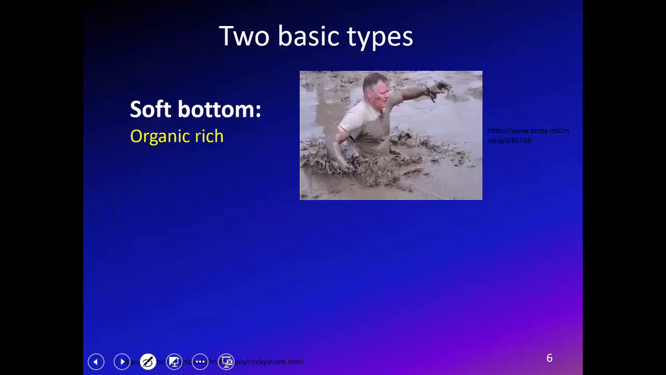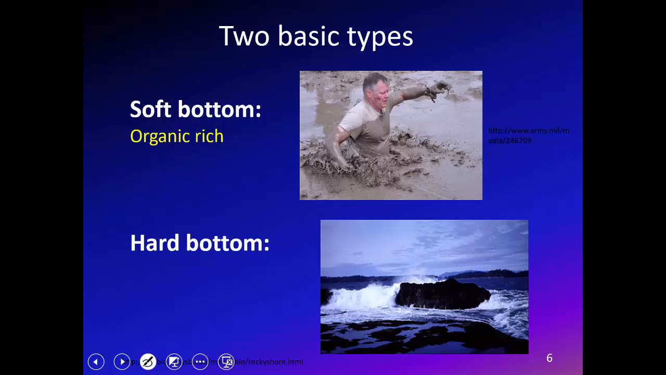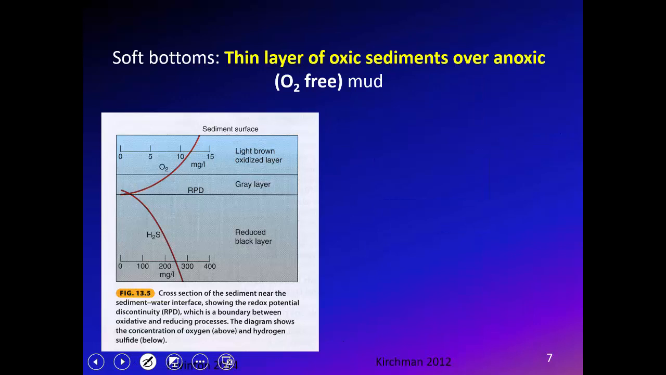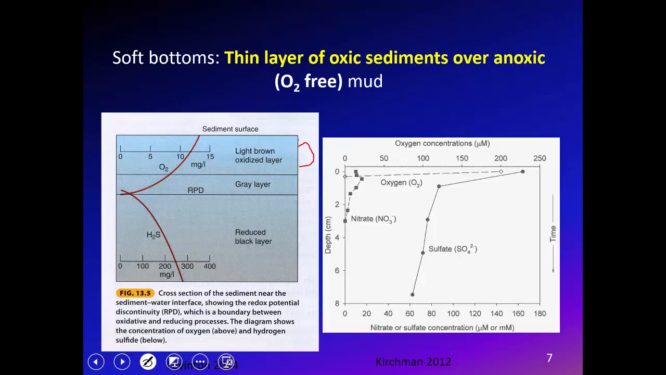And so we can divide these sediments into two basic types. Really technical here, soft and hard bottoms. And for the most part, today we're going to be talking about soft bottoms. And these places are, for the most part, rather organic rich, as kind of implied by this poor guy going through this mud bath. I think it's some training exercise or some race that involved going through mud. Anyway, what's really characteristic of these soft bottoms is the fact that they are basically simply two zones. One, a very thin layer of oxic sediments, that is oxygen-rich sediments, above a much deeper layer of potentially very oxygen-poor, no oxygen, that is anoxic sediments underneath that thin layer.